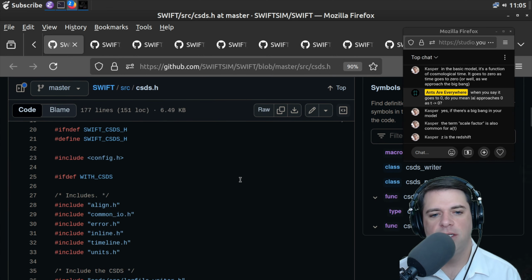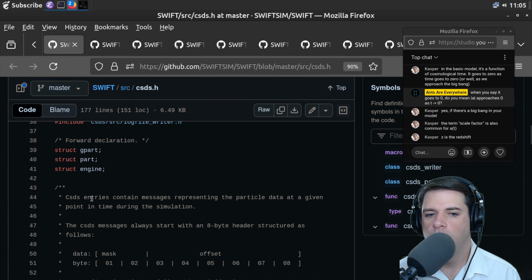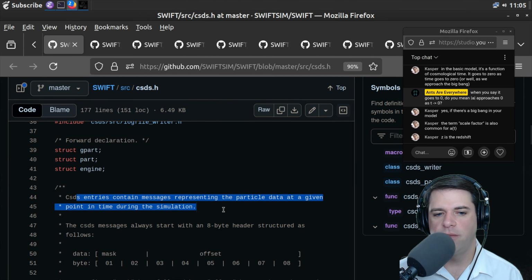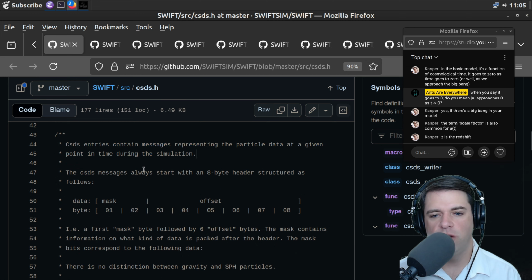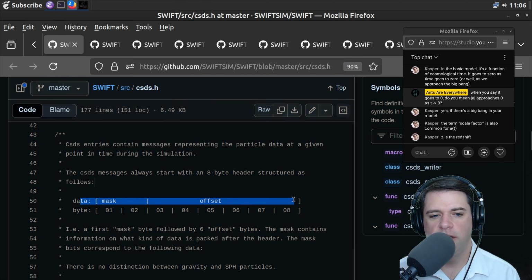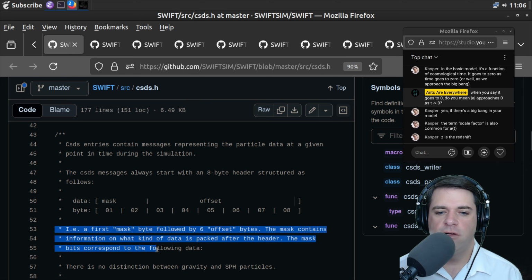CSDS, they contain messages representing the particle data at a given point in time during the simulation. The CSDS messages always start with an 8-byte header, structured as follows. You have some mask and an offset, i.e., a first mask byte followed by 6 offset bytes. The mask contains information about what kind of data is packed after the header. The mask bits correspond to the following data.